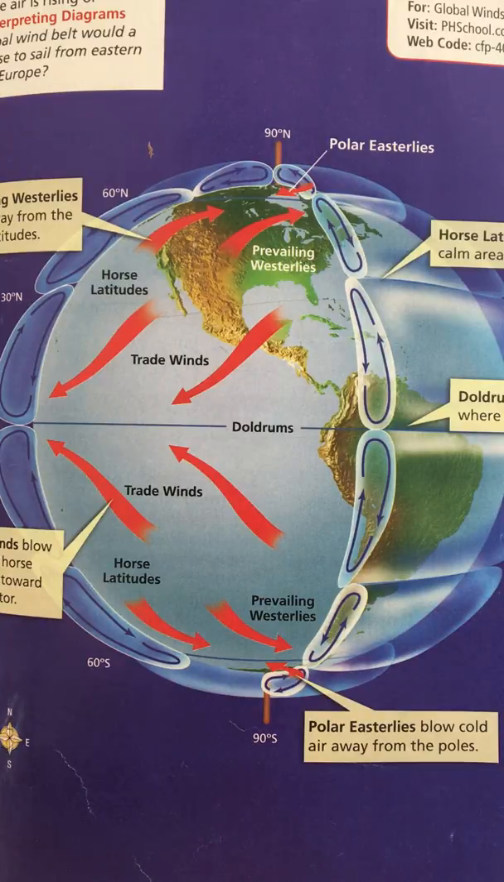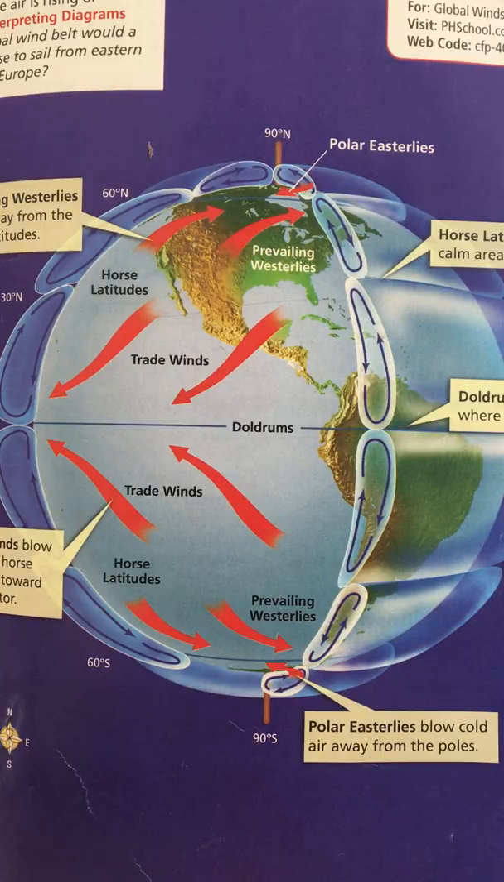Prevailing westerlies. In the mid-latitudes between 30 degrees and 60 degrees north and south, winds that blow towards the poles are turned toward the east by the Coriolis effect. Because they blow from the west to the east, they are called prevailing westerlies. The prevailing westerlies blow generally from the southwest in the north latitudes and from the northwest in the south latitudes. The prevailing westerlies play an important part in the weather of the United States.